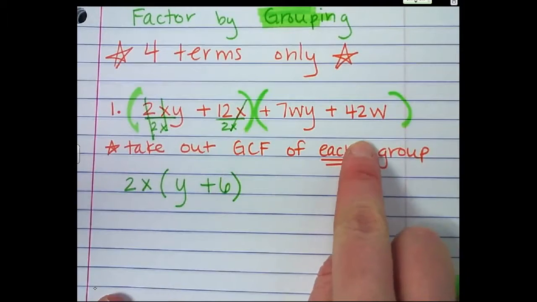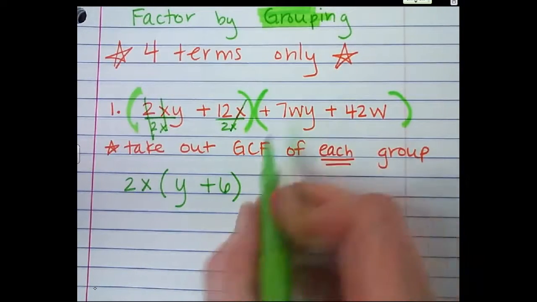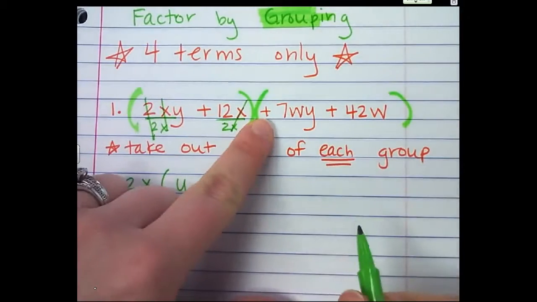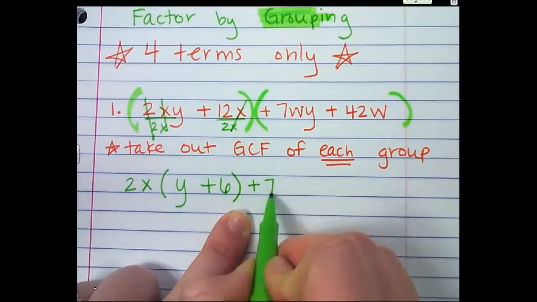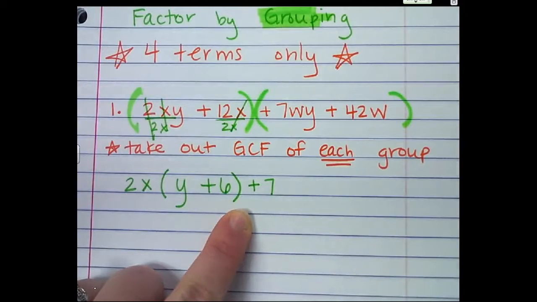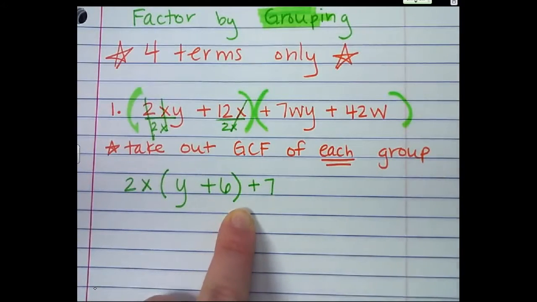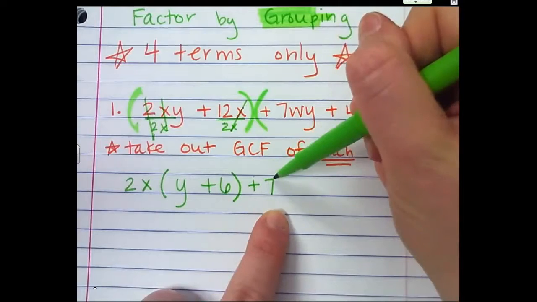So what can I take out between 7 and 42? 7. If this is positive, this is going to be positive. Okay, because it's all one continuous term or polynomial. So I want to just write plus 7.